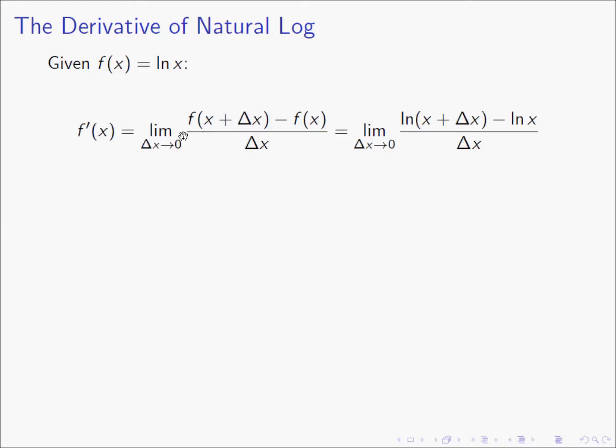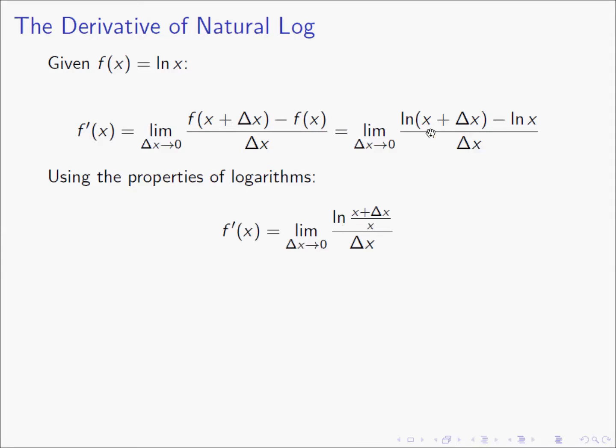So in this case our f is the natural log, so here we replace it. And now we're going to use some basic properties of natural log. Here we have a difference between two logarithms, and there is a basic property that says that you can transform this into the natural log of the quotient of these two numbers, like this. So we do that here.